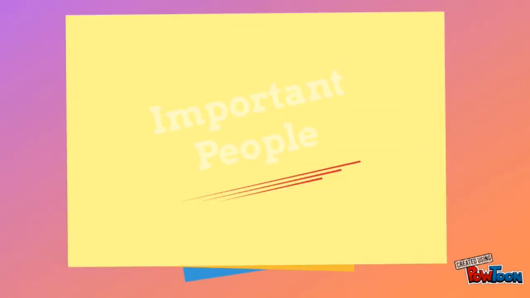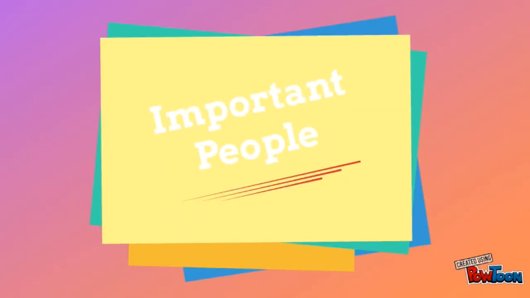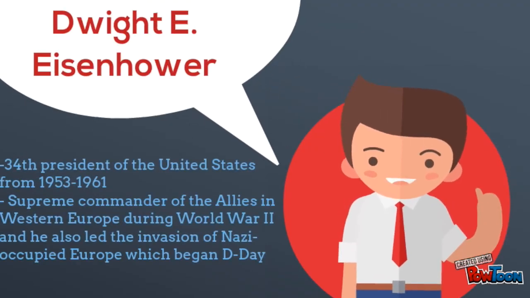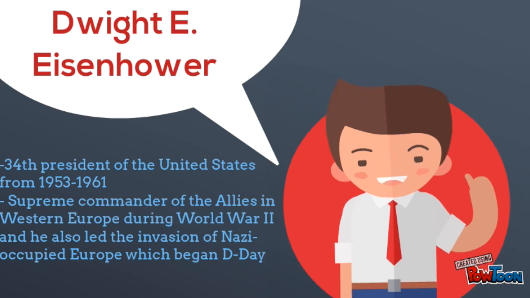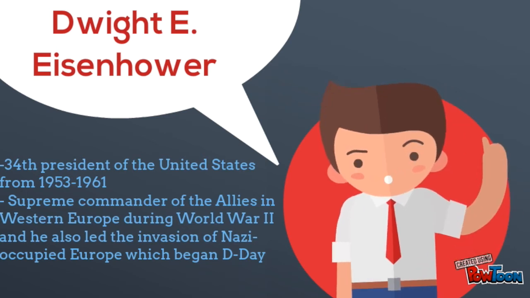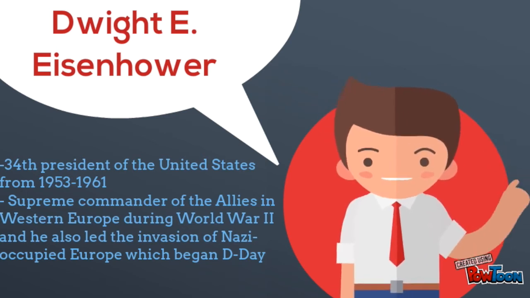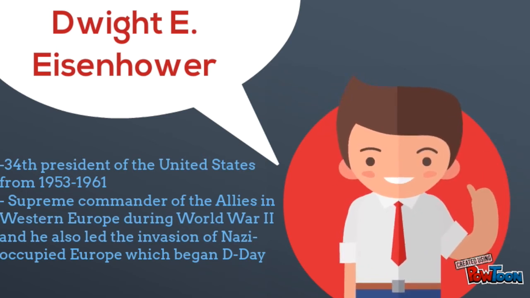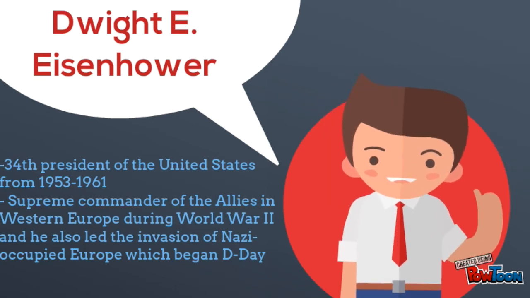Next, it's also very important that we talk about the important people of the Cold War. The first important person is Dwight D. Eisenhower. He was the 34th President of the United States from 1953 to 1961. Additionally, he was the Supreme Commander of the Allies in Western Europe during World War II, and he also led the invasion of Nazi-occupied Germany, which began on D-Day.